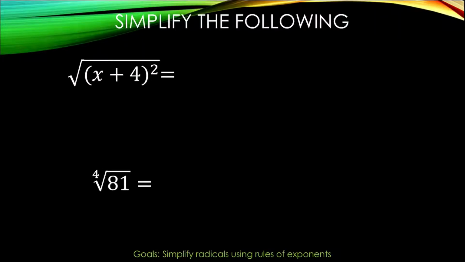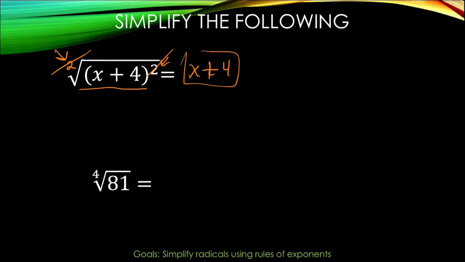Okay, so simplifying the following. This one gets a little bit more confusing depending on how we look at it. So I'm going to go back a few slides and notice something. Well, I have an index of 2 right here. Check this out. My index number is the same as my exponent. Because those are the same, I can say that this is equal to x plus 4, and we're simplified. These cancel each other out, and I'm left with just my radicand number.